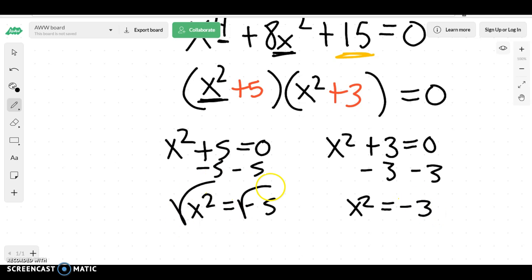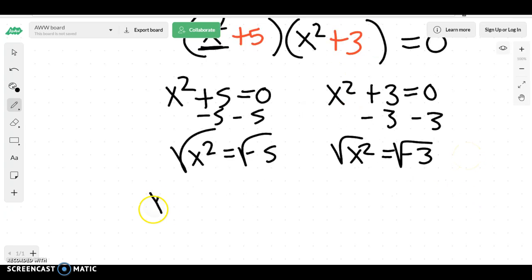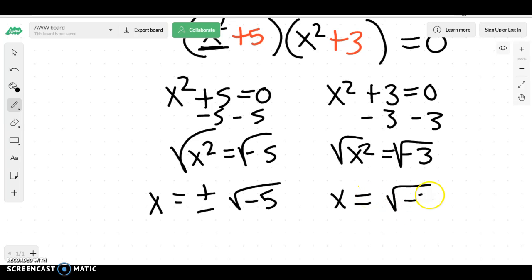At this point, we want to take the square root. And whenever we take a square root, we know that we get a plus or minus. Now this time I'm not pulling out an i because I don't know what the square root of 5 is. And I'm not pulling out an i here because I don't know what the square root of 3 is. But again, you can count our answers. And we have 1, 2, 3, 4 answers.